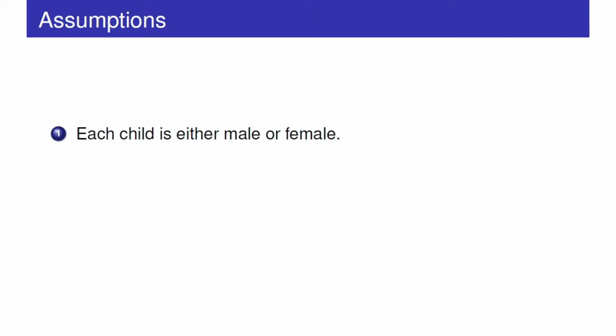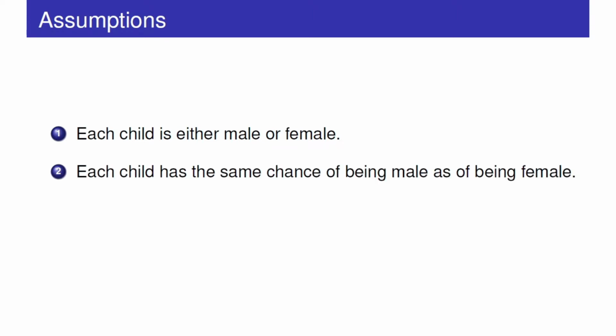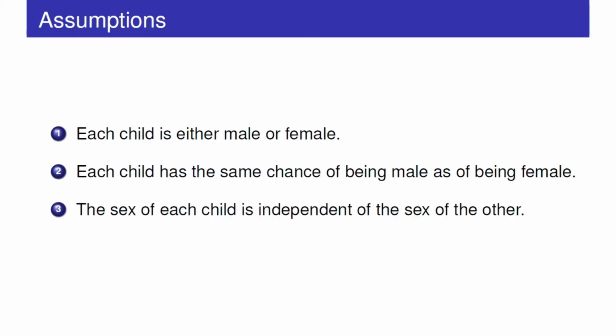This problem has the following underlying assumptions. 1. Each child is either male or female. 2. Each child has the same chance of being male as of being female. 3. The sex of each child is independent of the sex of the other.